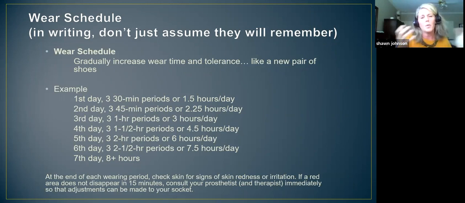It's important that they gradually increase their wear time and tolerance. It's like a new pair of shoes. If they put it on and wear it for 8 hours the first day, they're going to probably get a blister, and then they won't be able to wear their arm for a day or so. Teach them that if there's a spot that's red and doesn't go away after 15 minutes, they should get back in touch with you so you can make adjustments.